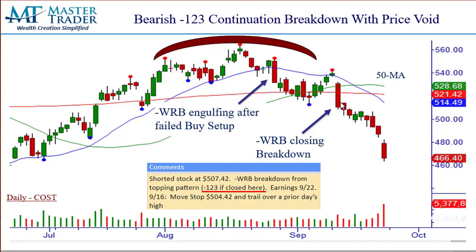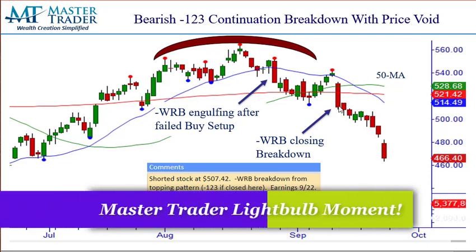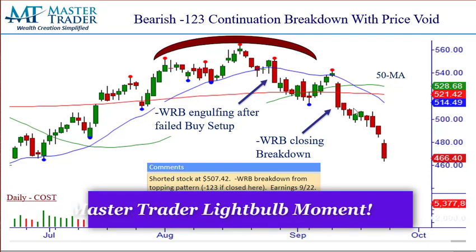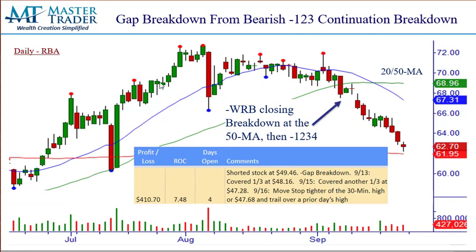So had it closed an inside bar, that's why we say, if it closed here, because the day's not over, I have no idea how it's going to close. So it closed weak. We entered it under the wide range bar and just went into trail mode also. You see here, I move stop 504, locking in a couple dollar profit and just trail over a prior bar's high. One more here, RBA.